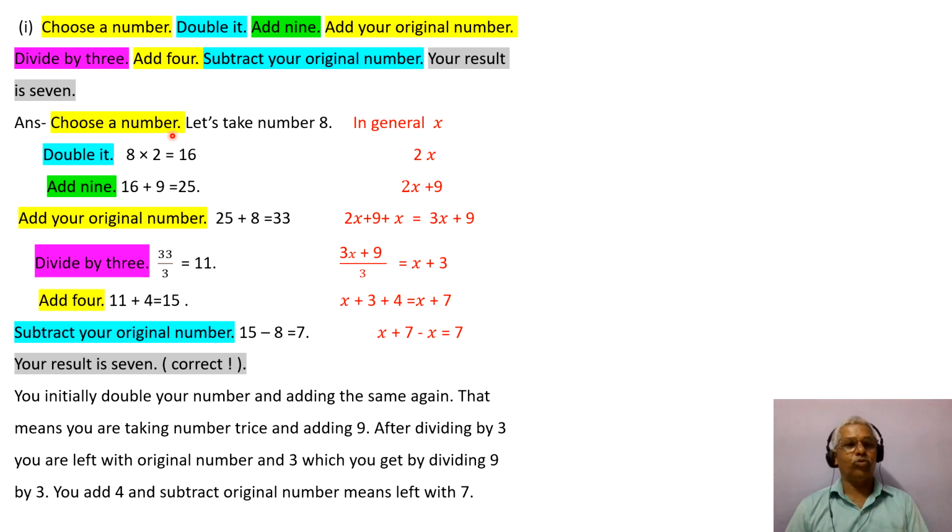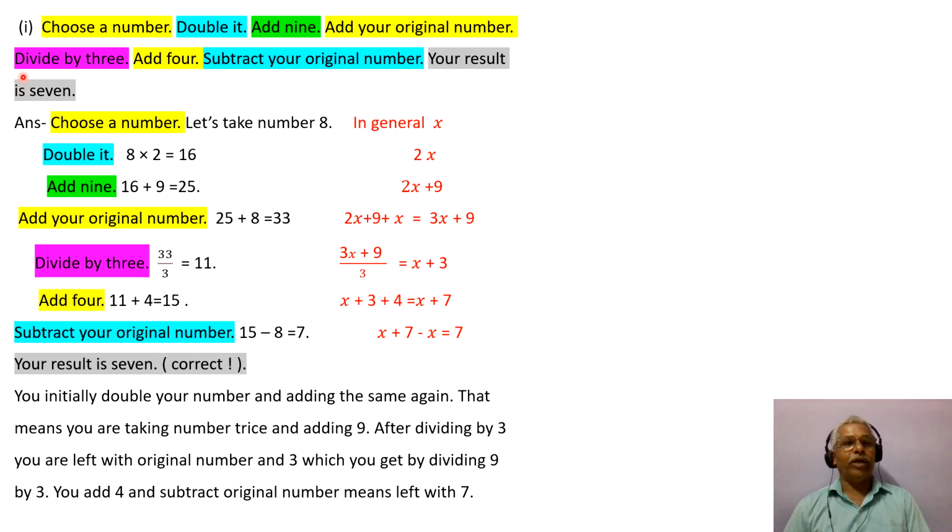Choose a number. Let us take 8, and in general x. Now next is double it. So 8 into 2 is 16, here 2x. Add 9. So 16 plus 9 is 25, your 2x plus 9. Add your original number. So 25 plus 8 is 33, and here 2x plus 9 plus x is 3x plus 9.